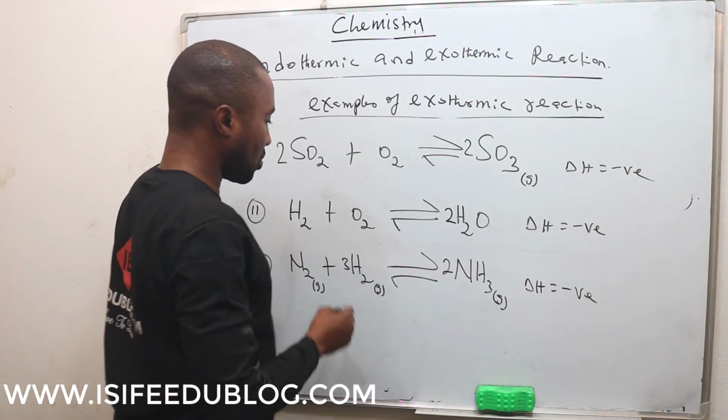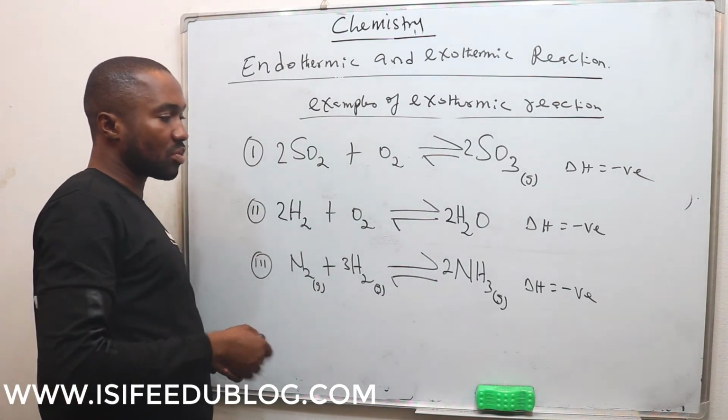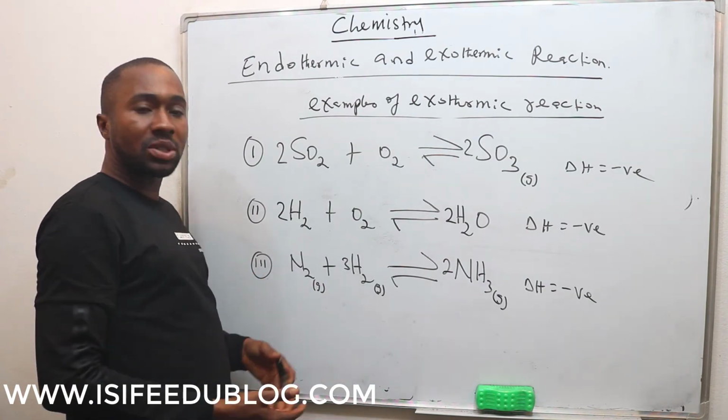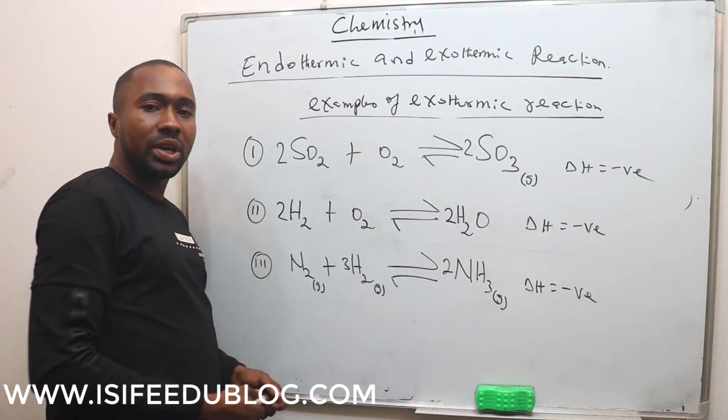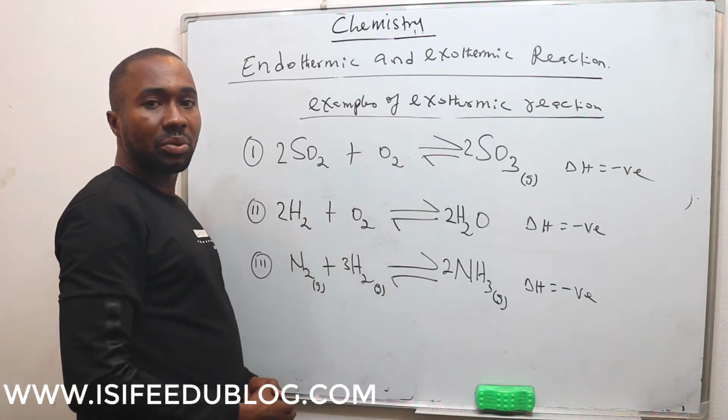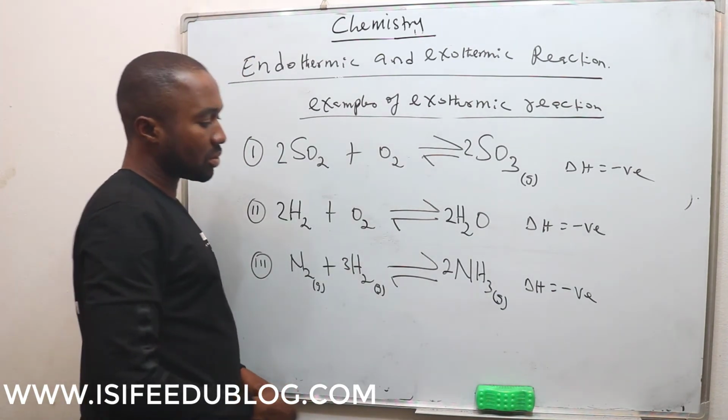To balance the equation, we can have 2 here and 2 here. The equation is balanced. So the formation of ammonia using the Haber process is also an exothermic process, because heat is released when the product is formed.